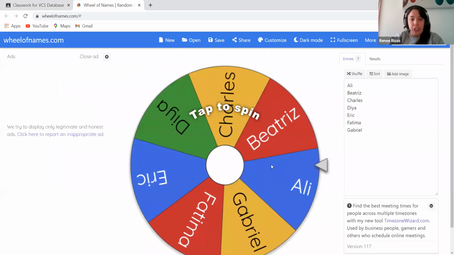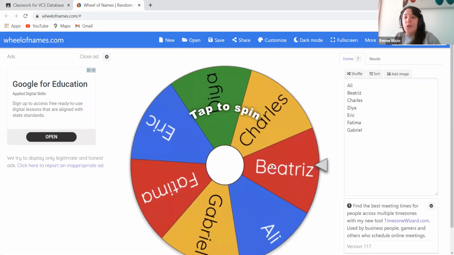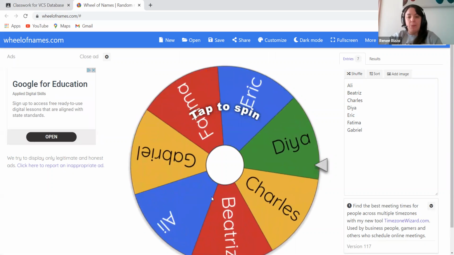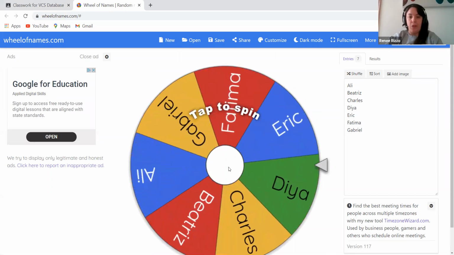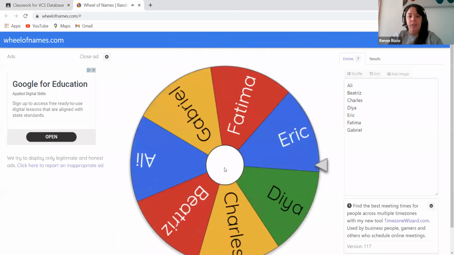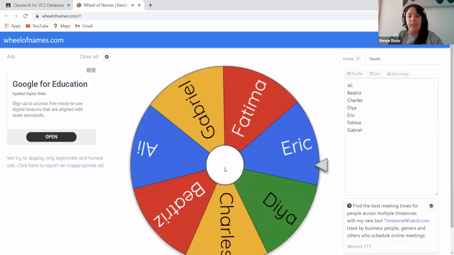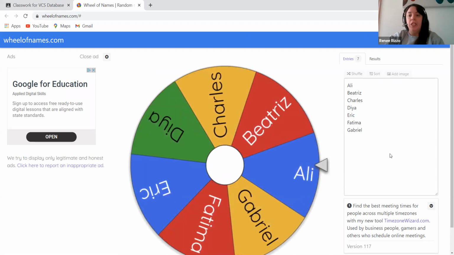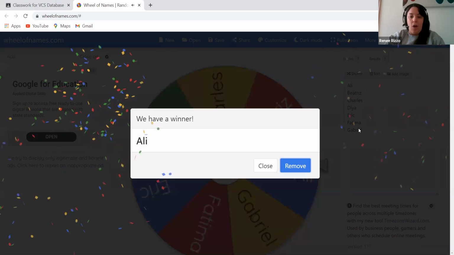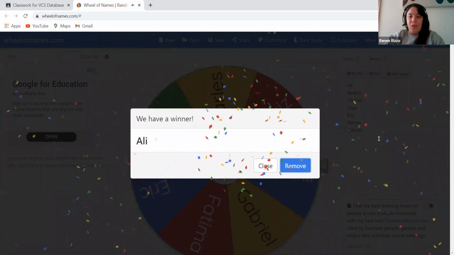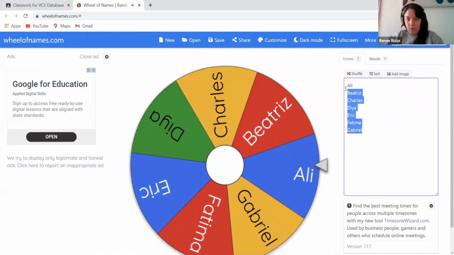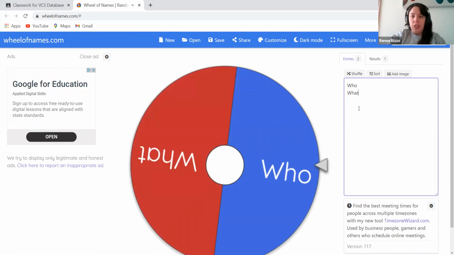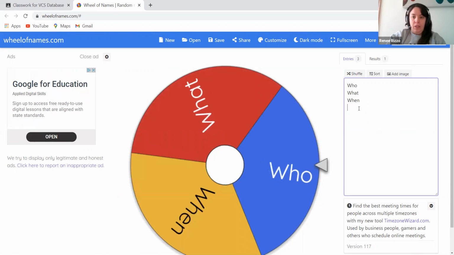So I'll show you some of the functionality of Wheel of Names now. These are names that were automatically on the wheel. They're not my actual students' names, but you get the idea. You can have student names on the wheel. A student can spin, and it will land on the name of another student that they can ask the question to. You can also edit what is on the wheel. So, for example, I could put question stems or even full questions there.